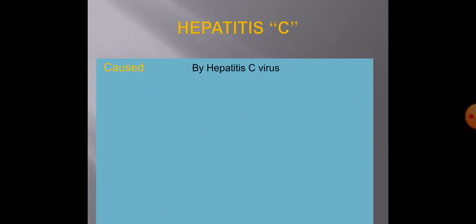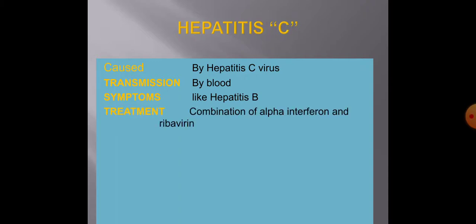Hepatitis C is caused by hepatitis C virus, a kind of flavivirus. Transmission occurs via blood, and symptoms are just like hepatitis B. Treatment is a combination of alpha interferon and ribavirin. For prevention, there is no vaccine available, but blood transfusions must be screened.